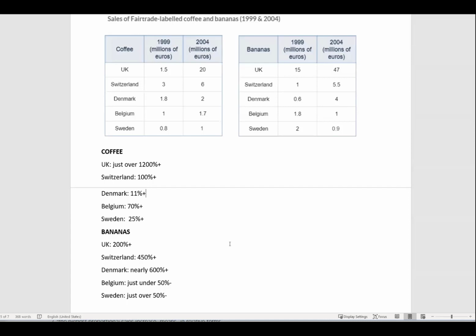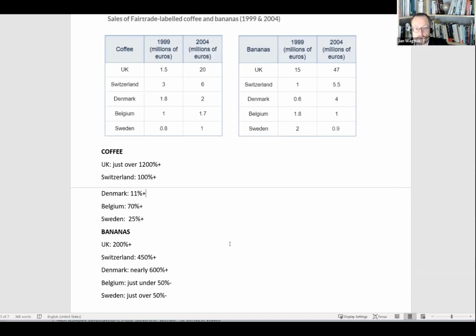Okay, the UK shows a really high, incredible, higher percentage increase by far from the rest of the other countries. Yes. Interesting. What about bananas?